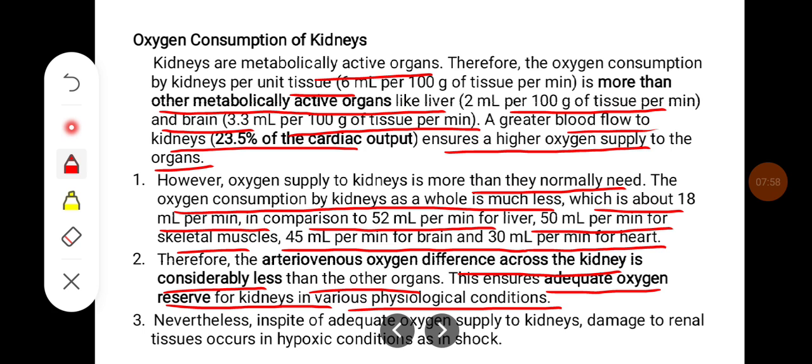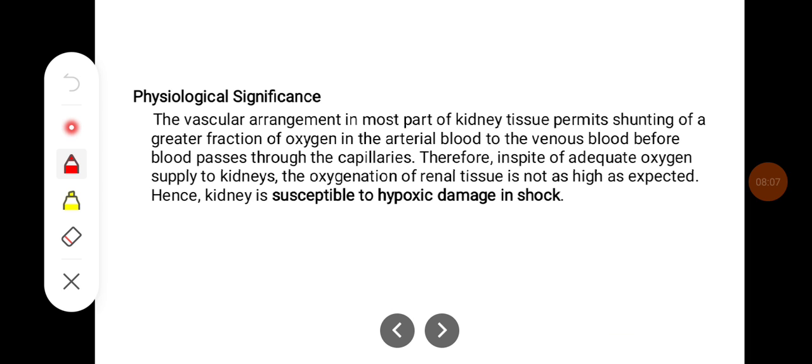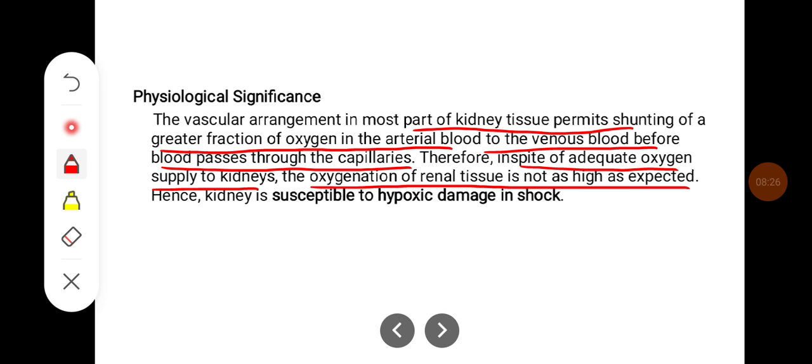Nevertheless, in spite of adequate oxygen supply to the kidney, damage to the renal tissue occurs in hypoxic conditions such as in shock. The vascular arrangement in most of the kidney tissue permits shunting of the greater fraction of oxygen in the arterial blood to the venous blood before blood passes through these capillaries. Therefore, in spite of adequate oxygen supply to the kidney, oxygenation of renal tissue is not as high as expected, and hence the kidney is susceptible to hypoxic damage in shock.